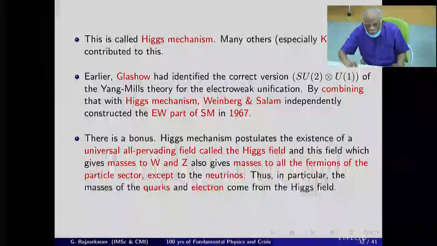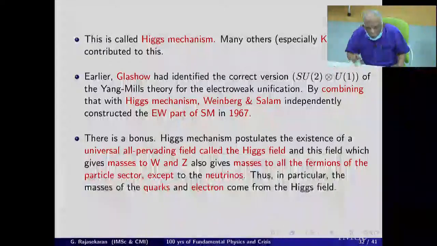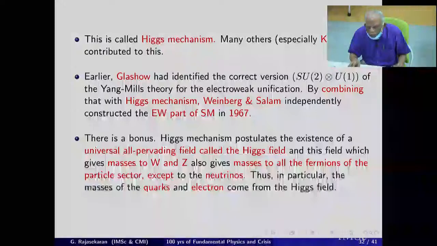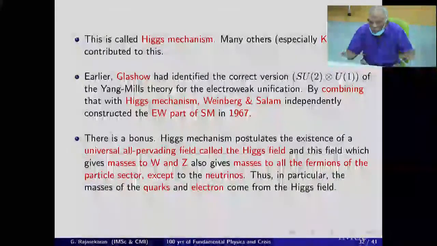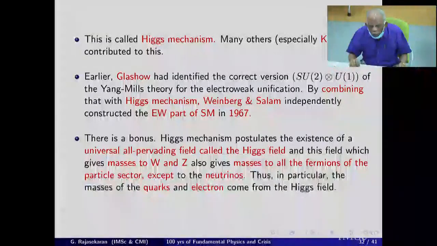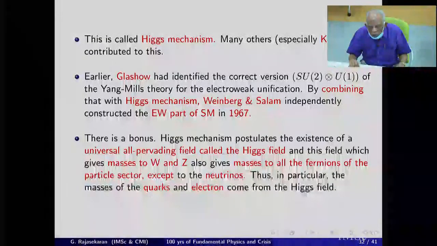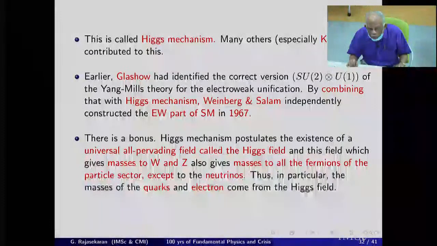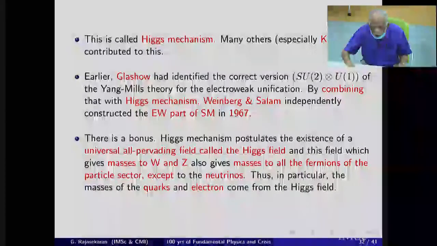The Higgs mechanism postulates the existence of a universal all-pervading field called the Higgs field, which is supposed to exist everywhere. We don't see it, but we see it through the masses of the particles. And it is this field which gives masses to the W and Z and also gives masses to all the fermions of the particle sector except the neutrinos. Thus, in particular, the masses of the quarks and electron also come from the Higgs field.